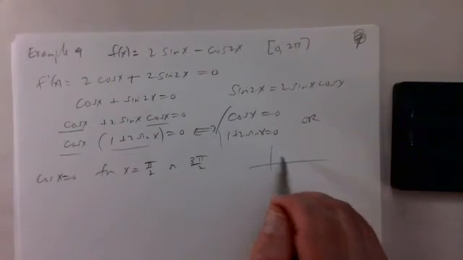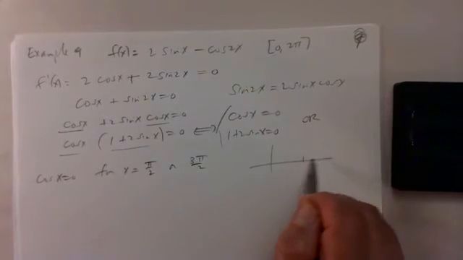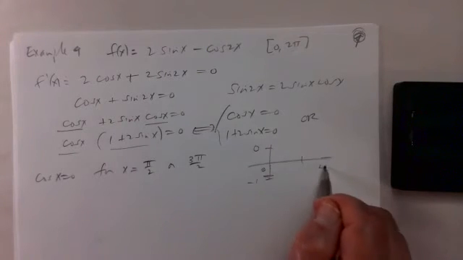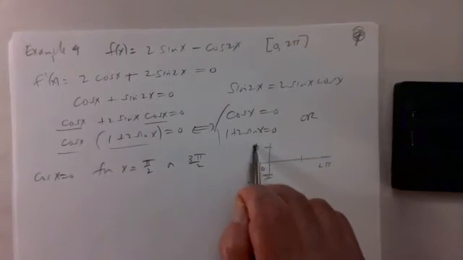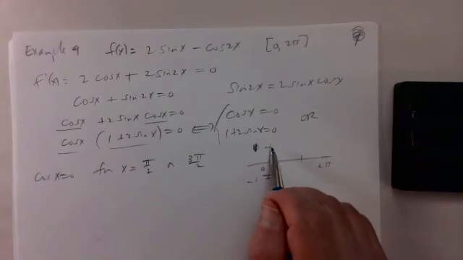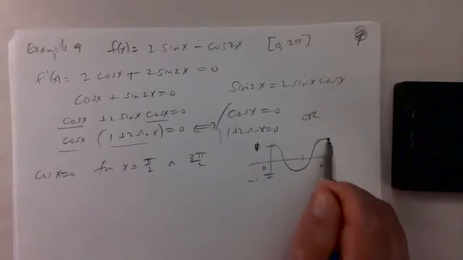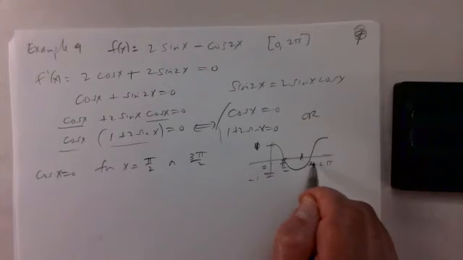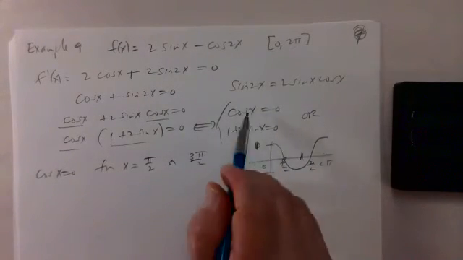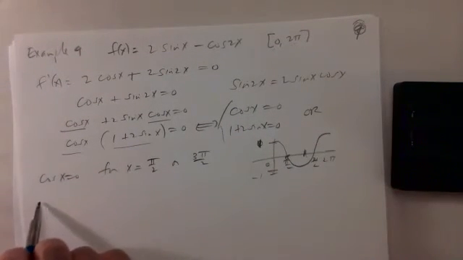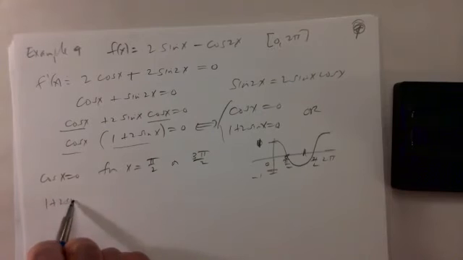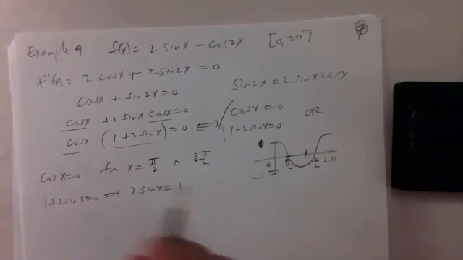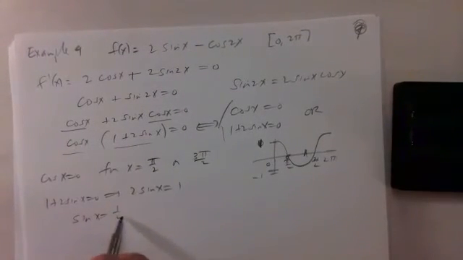Right? Remember the graph of the cosine from 0 to 2 pi looks like this. That's what the cosine looks like. And it's 0 at pi over 2 and 3 pi over 2. So that's this first equation. The second equation, 1 plus 2 sine x equals 0. That's the same as 2 sine x equals 1, or sine of x equal to 1/2.